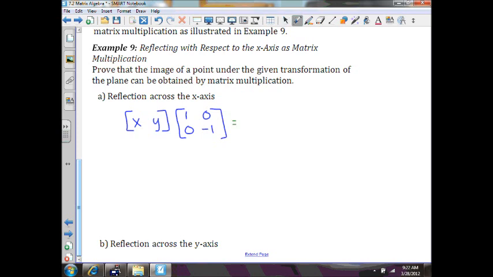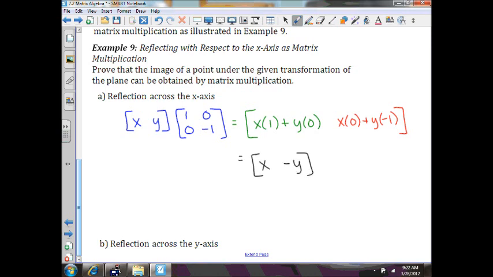So when we multiply this, we'll have x times 1 plus y times 0 for your first part. For the second column, you'll have x times 0 plus y times negative 1. So when we simplify this, you'll end up with x, negative y. So there's your reflection across the x-axis. The y value changed, the x value did not. So therefore, you just proved it.